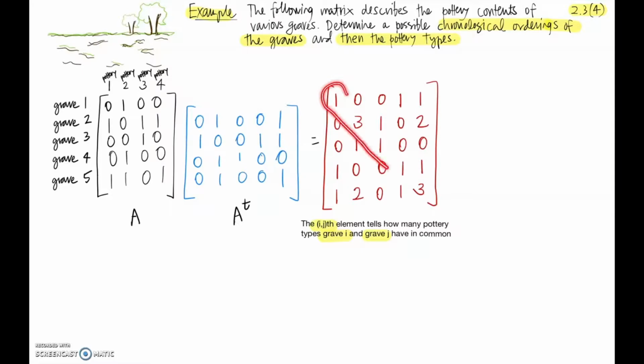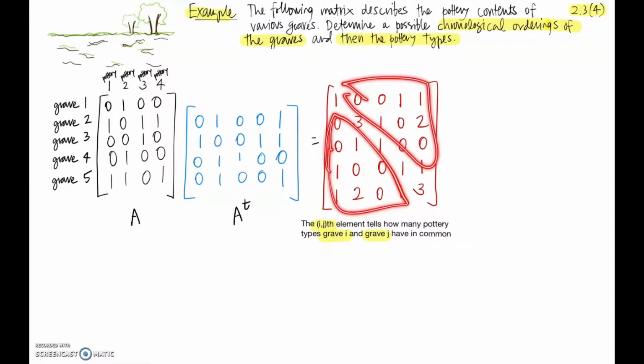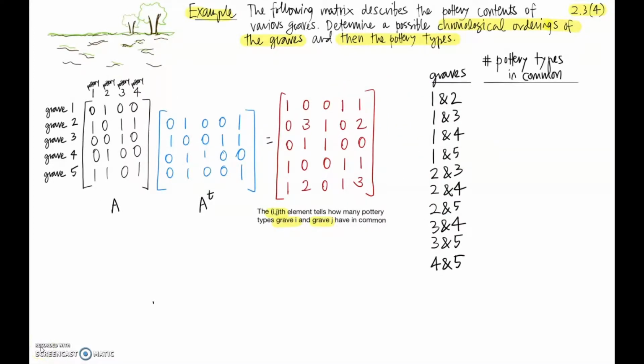These diagonal elements here are not super helpful because they're really just telling us how many different types of pottery are in each grave. And these numbers down here, because it's a symmetric matrix, are a mirror image of these numbers up here. And so really we only need to concentrate on these numbers. They'll tell us everything we need to know about how we could possibly order these graves. So I'm going to read off of this matrix all of this information about 2 graves at a time and the number of pottery types that they have in common.